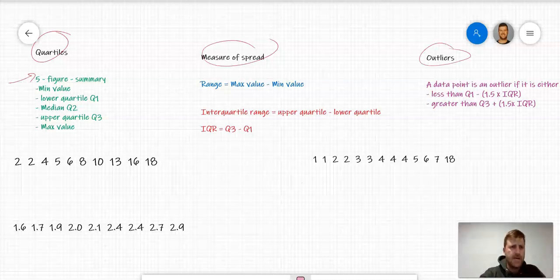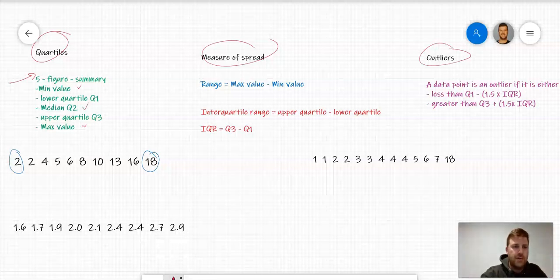So the 5 figures are, I've got them here, the minimum value, the lower quartile, the median, the upper quartile, and the maximum value. And I've got 2 sets of data here that I'm going to show you how to work out those 5 figures. You can probably already see that the minimum and the maximum are pretty easy to work out. Here's your minimum for this set of data, 2. And here's your maximum, 18. Like I said, I've already ordered this set of data, so it's there from lowest to highest. Minimum, maximum, pretty straightforward. The next number is the median, so Q2, which is the middle value, or the middle number.